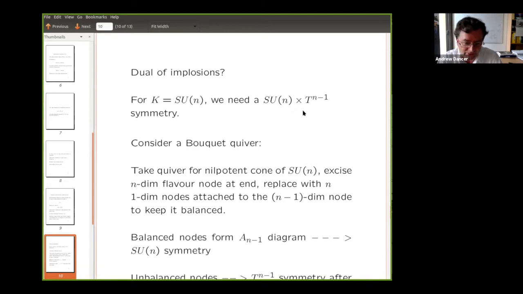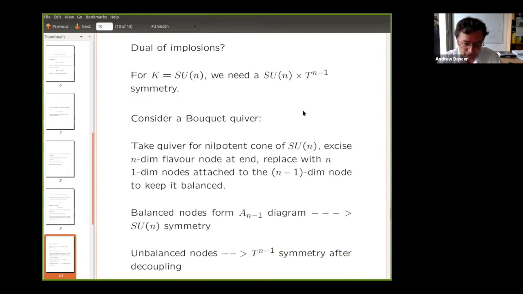These are the n-1 gauge nodes, which would form an A_{n-1} diagram, and that would yield SUN symmetry in the dual. The unbalanced nodes, as I mentioned in the earlier example, would just yield an Abelian symmetry, but one of those actually decouples, so we get a T^{n-1} symmetry after decoupling. So this would produce a space, this Bourget quiver would be the Higgs branch, whose Coulomb branch would have the correct symmetry group. So this is a start.